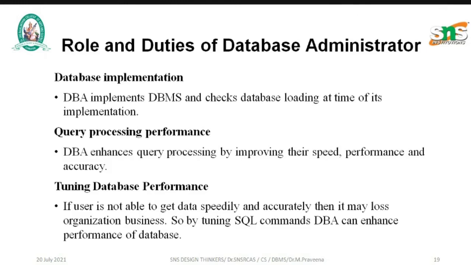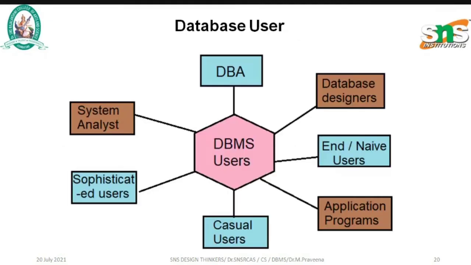Other than that, there are database implementation, query processing performance, and tuning database performance. The DBA implements the database management system and checks database loading at the time of its implementation. Query processing performance is enhanced by improving speed, performance, and accuracy. Tuning database performance: if the user is not able to get data speedily and accurately, then the organization may lose business. So, by tuning SQL commands, the DBA can enhance the performance of the database.